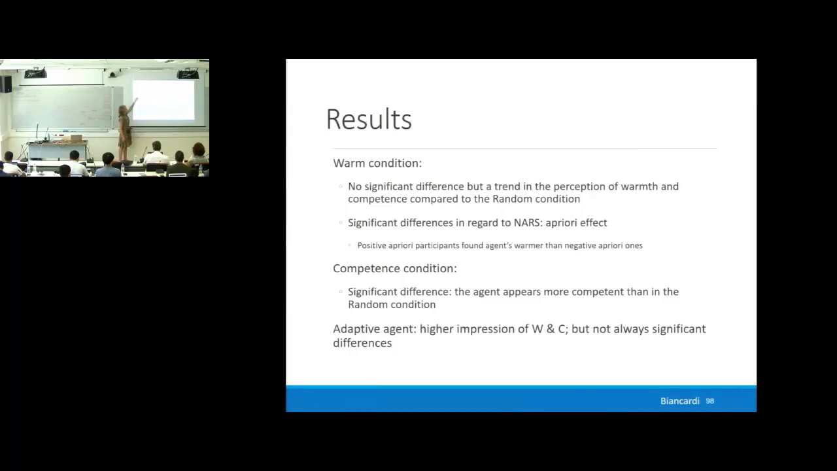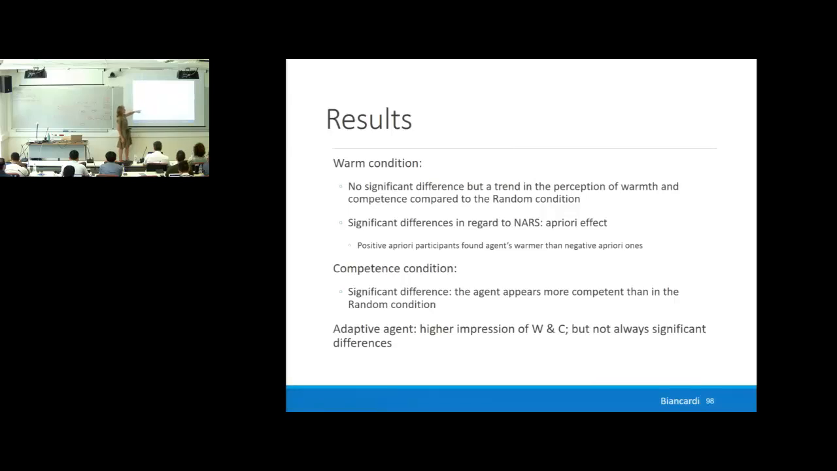So there was no significant difference, but what we could find is that, considering the NARS result, people that had positive a priori toward the virtual agent found that the agent was warmer than people that had negative a priori to the agent. It means that for people that have negative a priori of the virtual agent, we didn't succeed to make them change their mind. We need much more than what our technology is doing. However, for people that have positive a priori, they didn't go down, thank God. At least we got that.